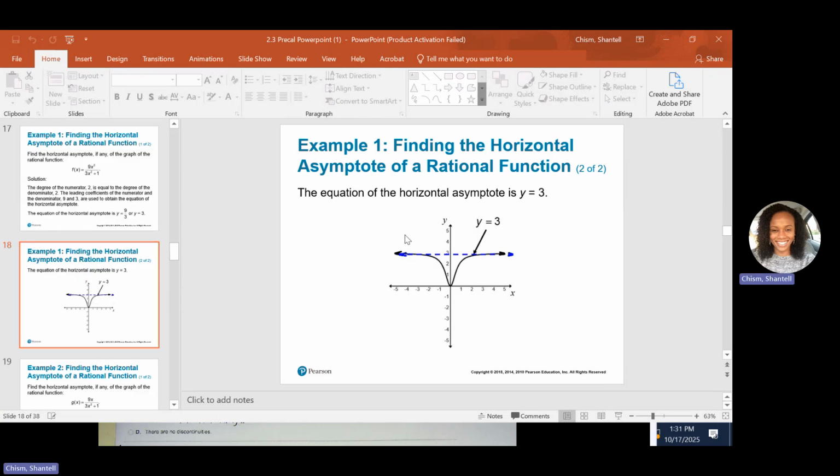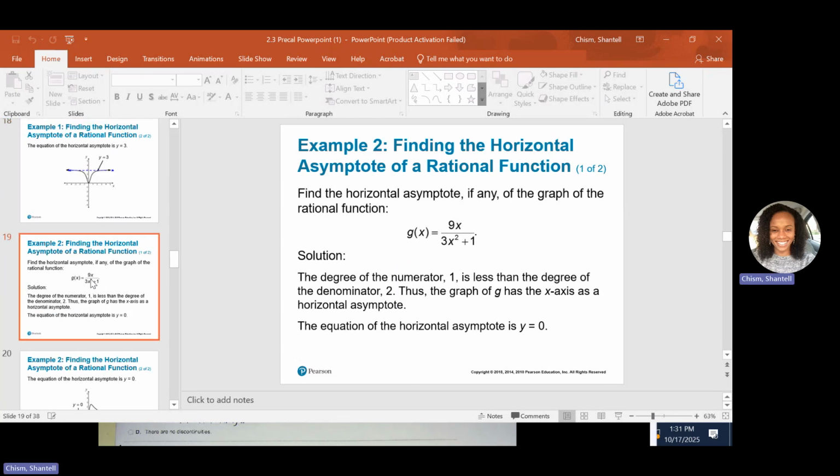And here would be a graph of that. So we could look at this graph in the calculator, and you would see that it's flattening out as x increases without bound towards positive infinity, the function is approaching 3. And then here, again, as x decreases toward negative infinity, the function is also approaching 3.